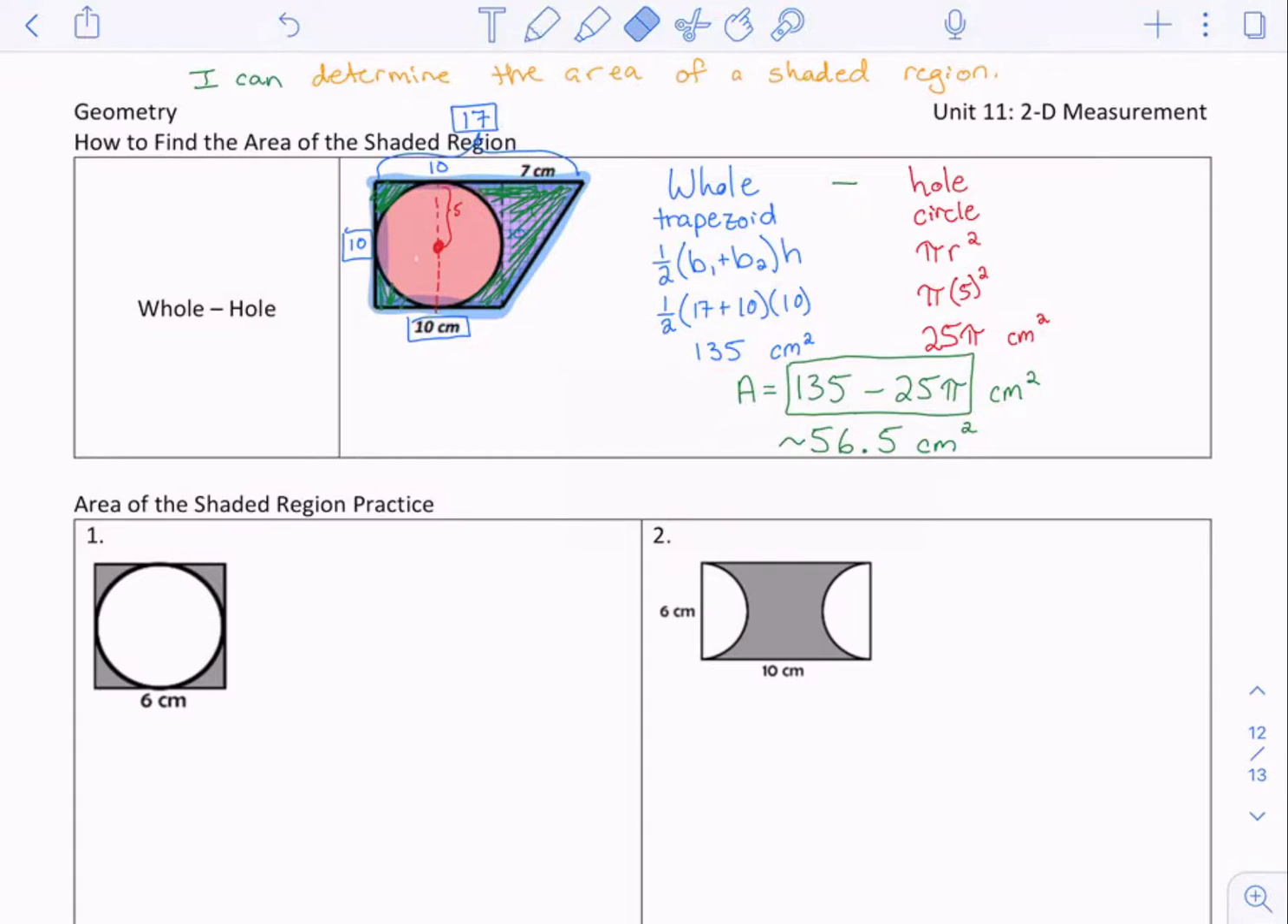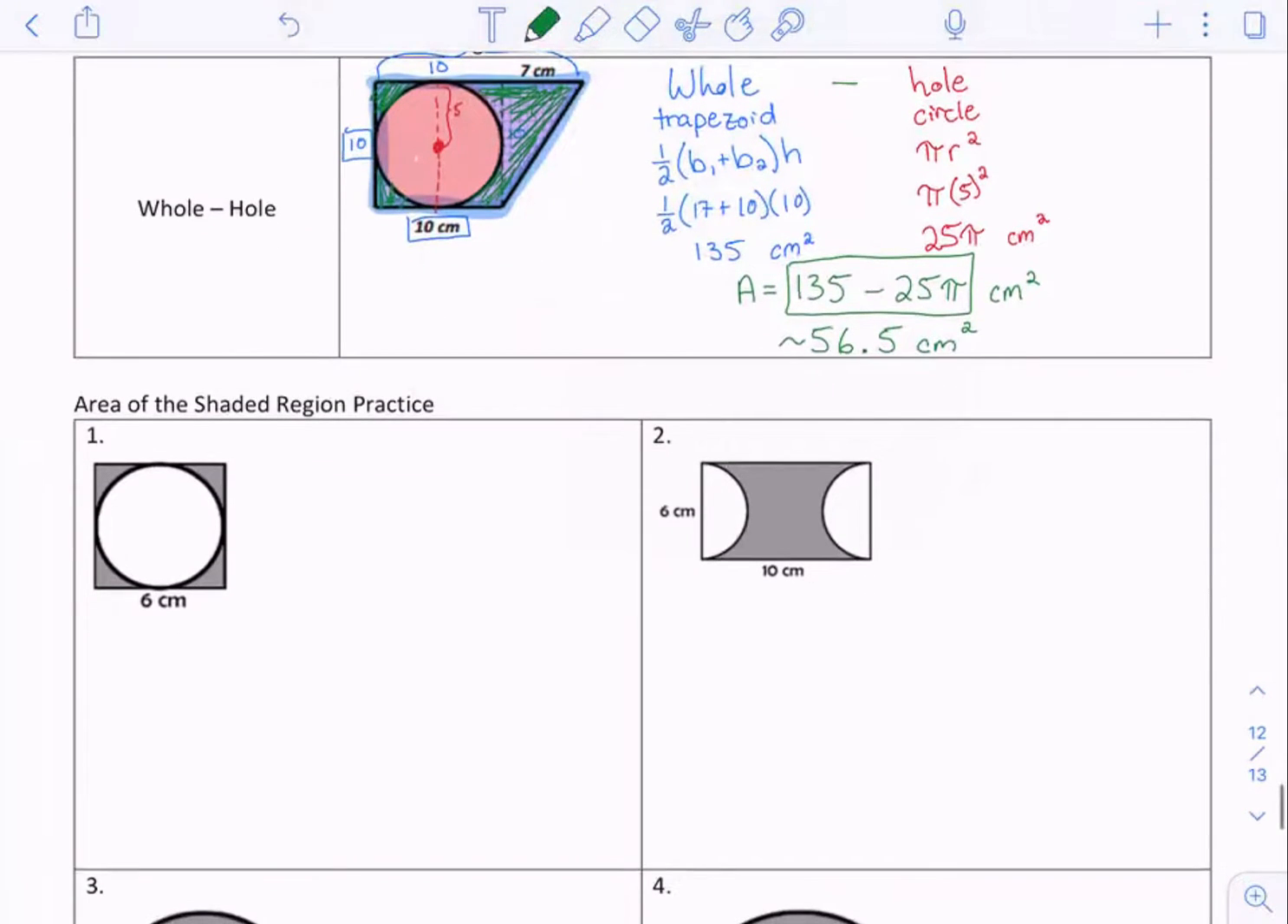So when we leave pi in the answer, the directions would say something like leave your answer in terms of pi, and that would be the boxed answer. Sometimes, yep, sometimes they would say leave it in terms of pi. Sometimes they just say determine the area of the shaded region. They won't specify for you to round. So if they do not specify rounding, then you don't round. Only if they say to the nearest tenth or hundredth or to the nearest square centimeter, which is a whole number, do you have to do that rounding.